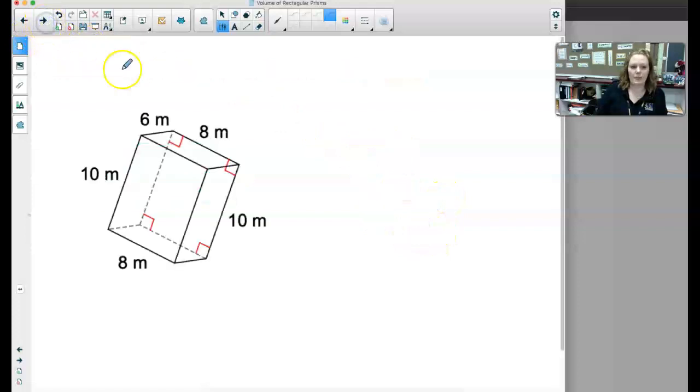One last example. Okay, this one looks a little bit different because the prism is kind of turned funny, but in order to find the volume, the process is the same. Volume is area of the base times the height. Because this is a rectangular prism, we can pick any side to be the base. So let's say I chose this, what I'm outlining in green, to be the base of my prism.